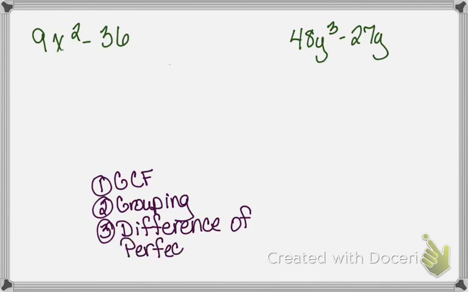So, my first one up here. I do have difference of perfect squares, but I also have a GCF. So I want you to factor out that GCF first. What's my GCF here? 9. 9 can come out of both of these. 9 times what gives me 9x squared? Okay. Then 9 times what gives me negative 36? Okay.